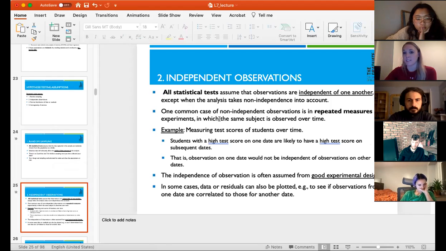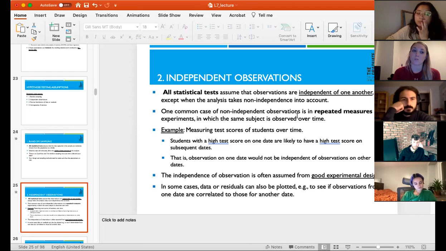But one common case of a non-independent observation is in a repeated measures design. Sometimes it's really helpful if you have a situation where, let's say, I measured someone's performance on a test. I gave them some sort of intervention, like a study guide, and then I measured their performance again. Then I want to compare those two things, right?